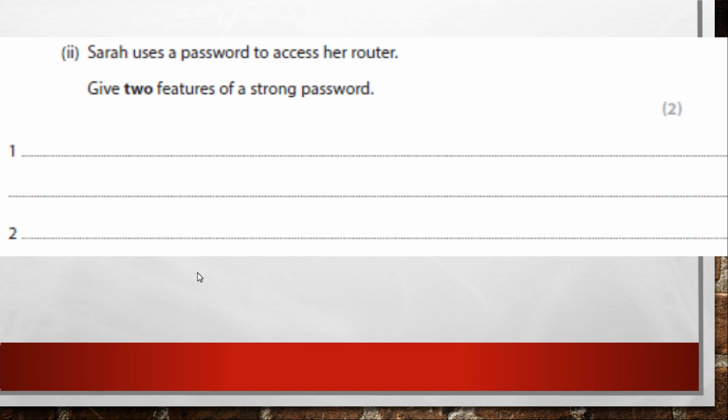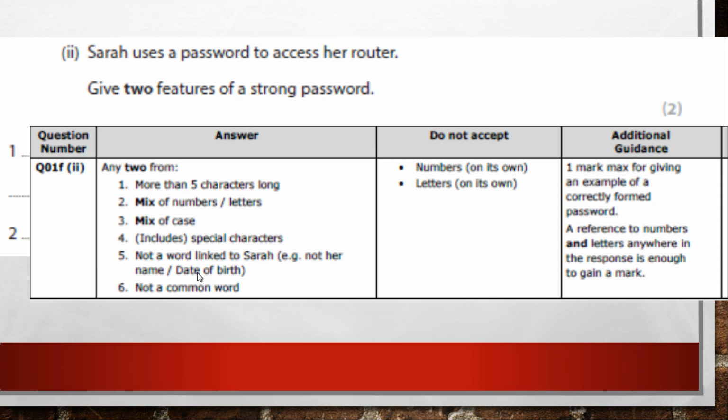Again, password one, I think most people got this one in the mock, but again, Sarah used a password to access a router. Give 2 features of a strong password. Okay, and you really need to be very careful on this one. Have a think about that one, because you really can't just say number 1 numbers, number 2 letters, because as you see here, they don't accept that. Okay, so a mix of numbers and letters is fine. A mix of case, a mix of special characters, not a common word, not a word linked to Sarah. So go to town on that, okay?